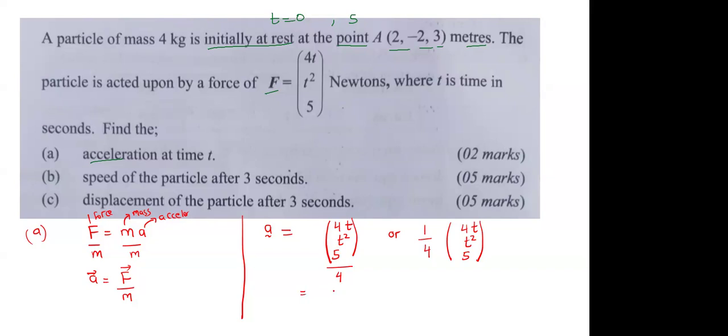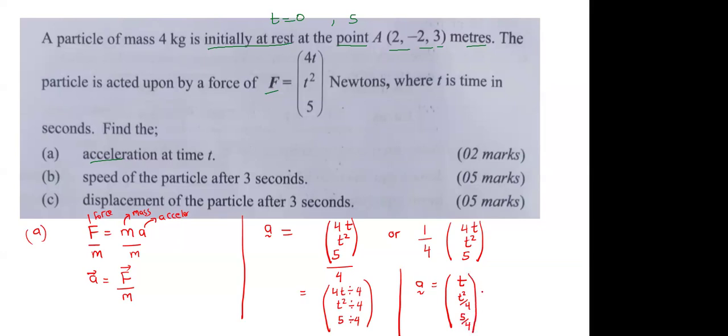So when I'm dividing, I'll have 40 divided by 4, t squared divided by 4, and 5 divided by 4, because that divides each component. So that means that our acceleration will equal, for the first one, we shall remain with only t. For the second one, we shall remain with t squared out of 4. Then at the last one, we shall remain with 5 out of 4.